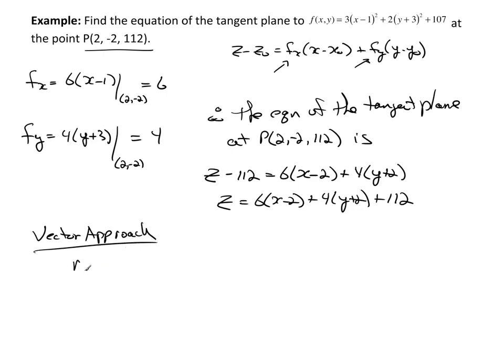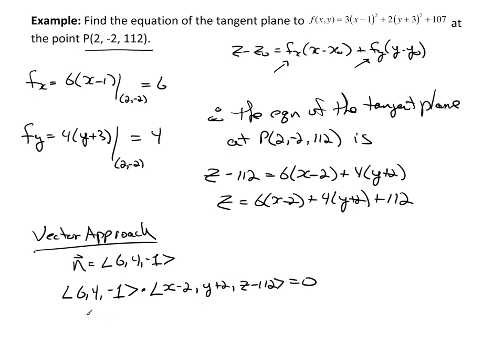Now, I know my normal vector is going to be 6, 4, negative 1. So all I need to do now is find the dot product. So I need 6, 4, negative 1, and I need to dot this with x minus 2, y plus 2, z minus 112. Of course, that equals 0.